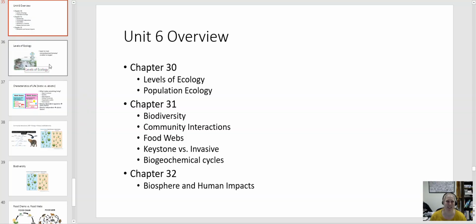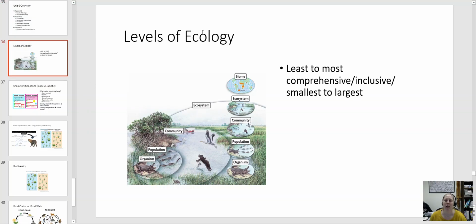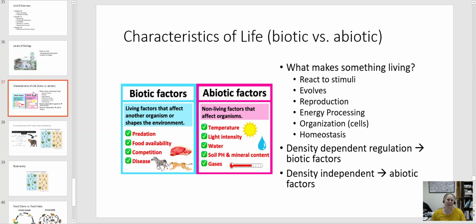common in nature documentaries. But just a quick reminder, levels of ecology is least to most comprehensive, with the smallest being organismal, then population. Organisms make up populations. Populations make up communities. Communities are in ecosystems with the abiotic factors, and then the biome is the whole world. Remember, this ties into those characteristics of life. We have the biotic versus abiotic components, biotic meaning living, abiotic meaning non-living. And remember, we need to know what makes something alive, which ties back to those 6 characteristics of life. That is how we determine if in an ecosystem something is an abiotic factor or a biotic factor.